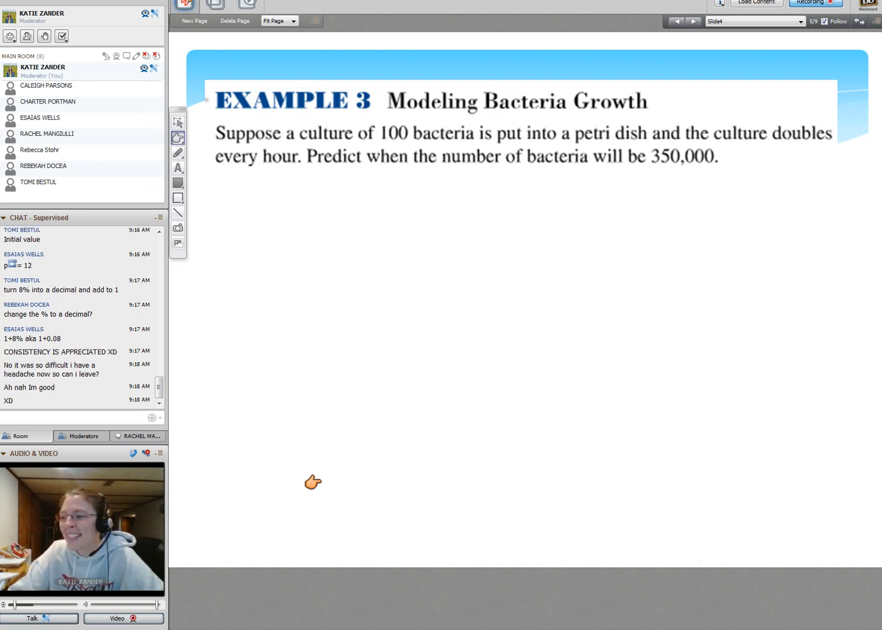All right, let's read the next setup here. Suppose a culture of 100 bacteria is put into a petri dish and the culture doubles every hour. Predict when the number of bacteria will be 350,000. So this is a little bit more complicated in the sense that we actually have to solve a question here. It's not just setting up the equation. We do have to set up the equation, but then there's additional steps because we have to solve as well. So let's set up the equation. How are we going to start with that? So any ideas for me?